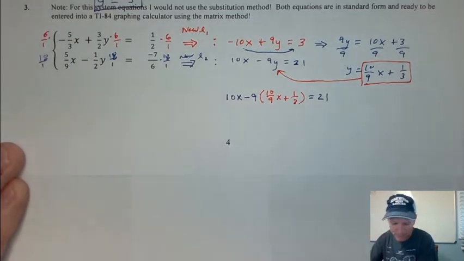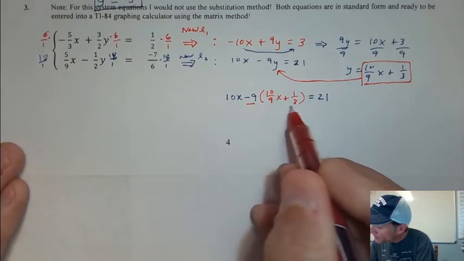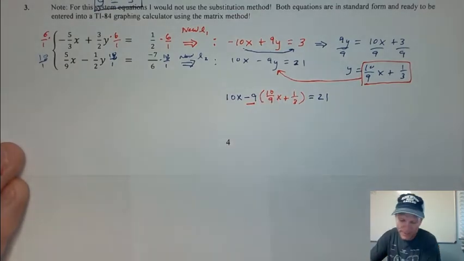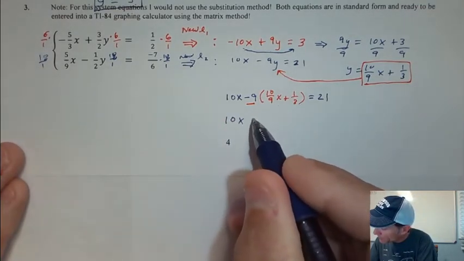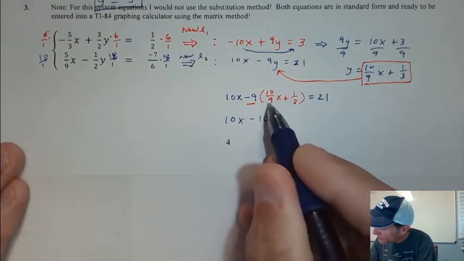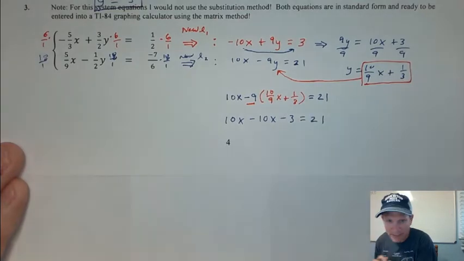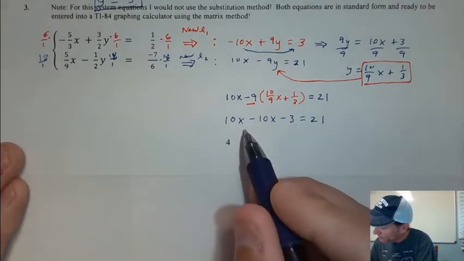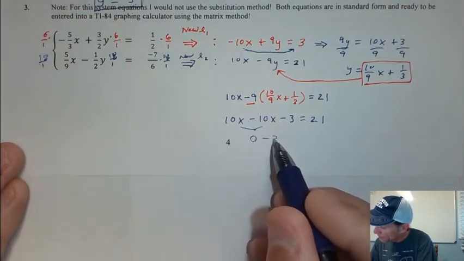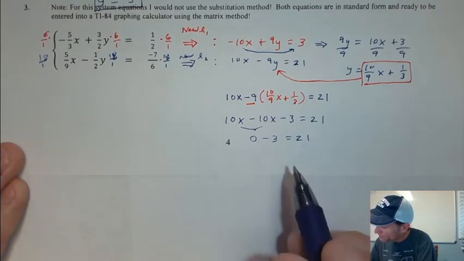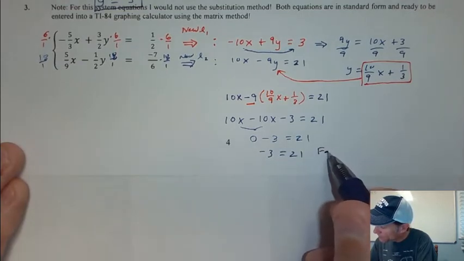When I multiply, and we've got to be careful here, this is my coefficient in front of this parenthesis, so I'm going to multiply everything by negative 9. Okay? Multiply everything by negative 9. What's going to happen here is I get negative 10x, and I'm going to get negative 3 equals 21. And like I said, this problem is going to get a little easier right here because this is 0, and I have 0 minus 3 equals 21. I have negative 3 equals 21. That's a false statement.